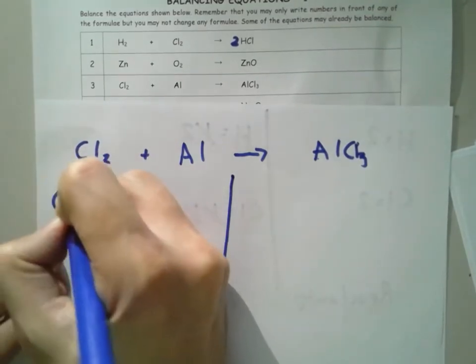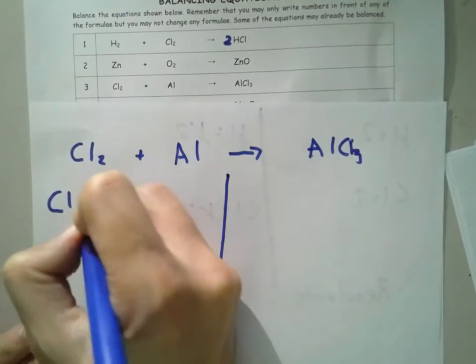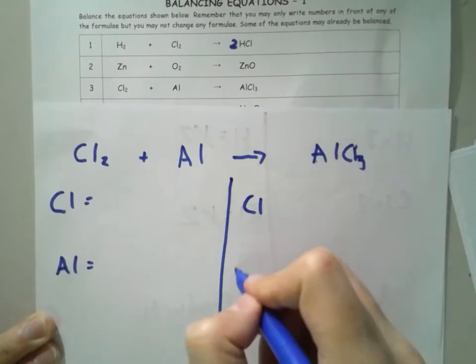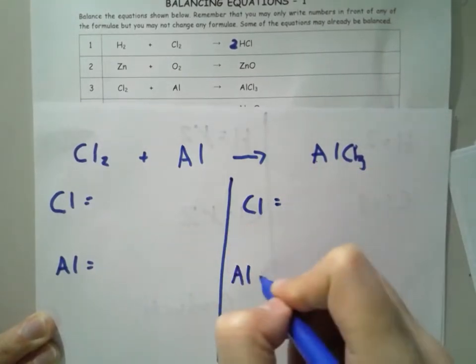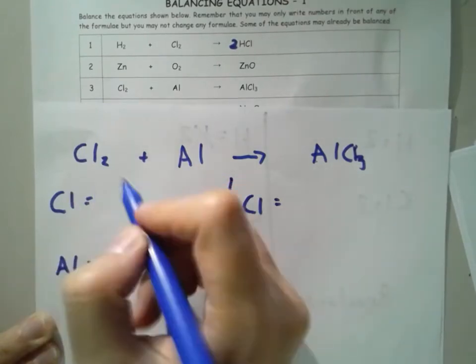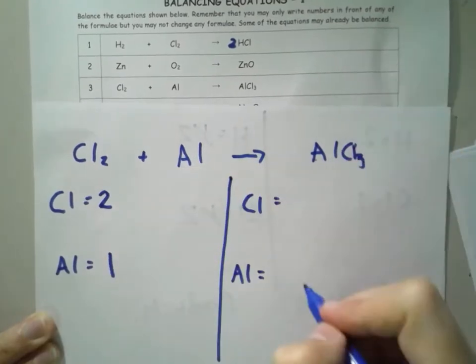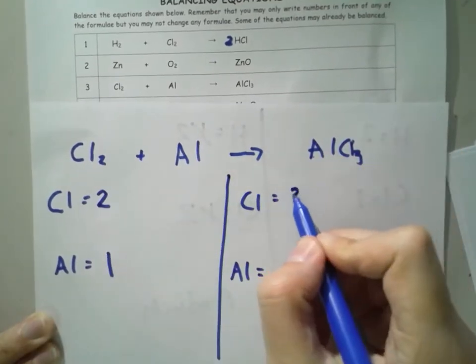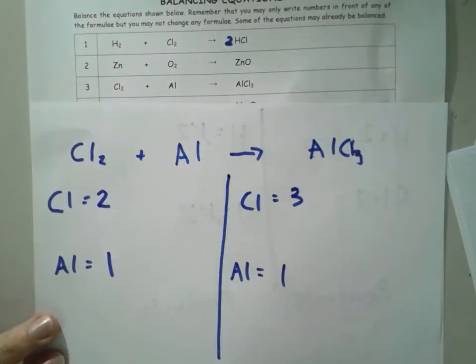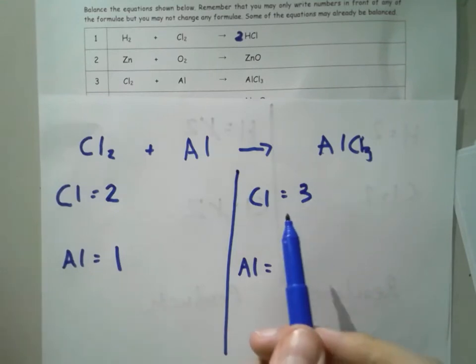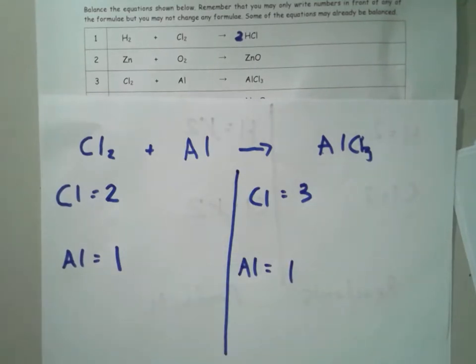So I have Cl here, and aluminium, and on this side I also have chlorine and aluminium. Now I'm going to add these up. So there's 1 lot of aluminium, and then 3 lots of chlorine. Now this one is closer to how it was before, where the only problem is there's 1 extra chlorine, but that doesn't follow the law of conservation of mass. We need the same numbers on both sides.